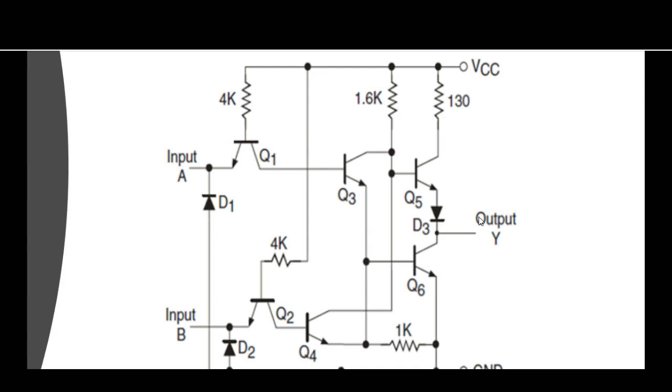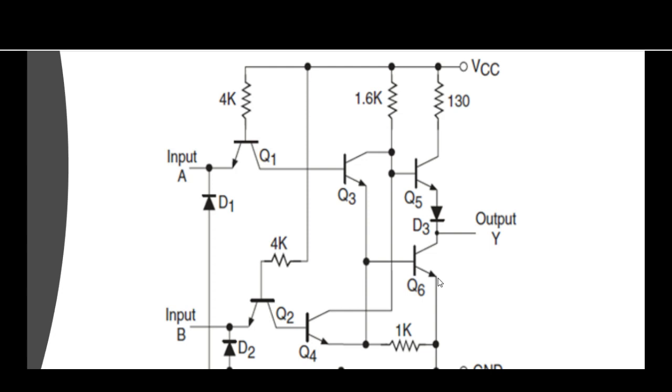Vice versa, if A equals 1, B equals 0, in a similar fashion we will get the result. When A equals 1, B equals 0, Q1 will turn off. As Q1 turns off, its collector voltage will equal 5 volt, making Q3 turn on. As Q3 turns on, its collector voltage drops to 0 volt and emitter voltage equals 5 volt, which is directly coupled to Q6. Making Q6 turn on, the 0 volt will appear at the output.